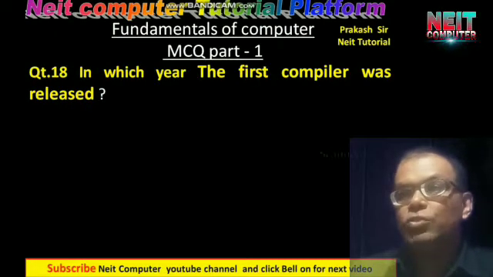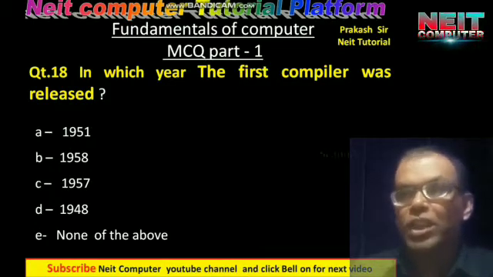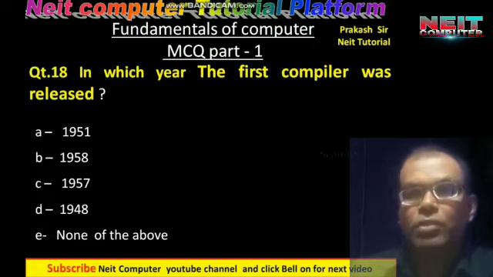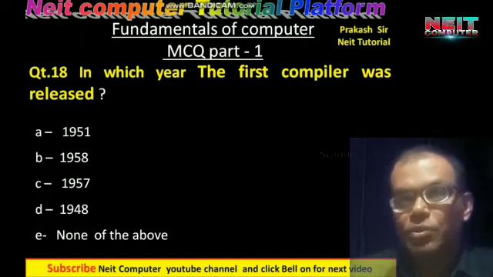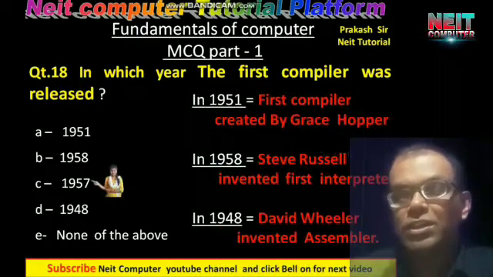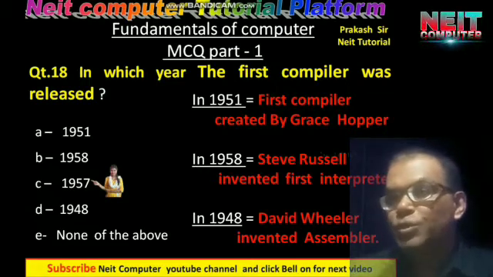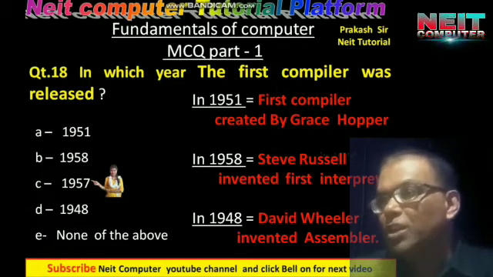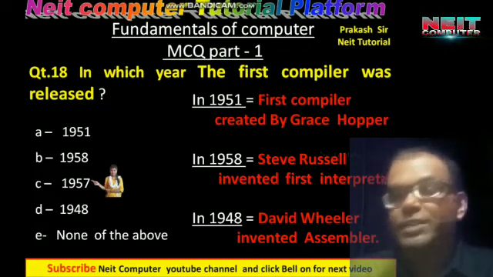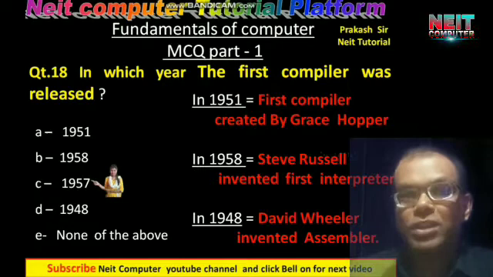The next question is, in which year was the first compiler released? प्रथम compiler को year release करा जाइथिला. Compiler is the translator that translates high level language to low level language. The options are 1951, 1958, 1957, 1948 and none of the above. The correct answer is 1957. In 1951, the first compiler was created by Grace Hopper. In 1958, Steve Russell invented the first interpreter, and in 1948, David Wheeler invented the assembler. So the correct answer is 1957. This year the compiler was released.